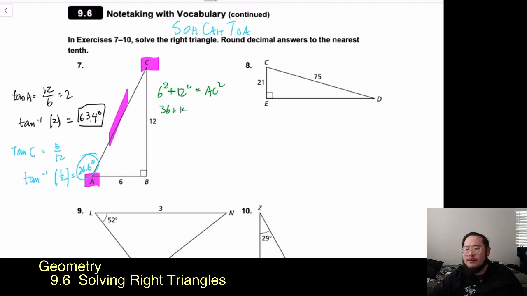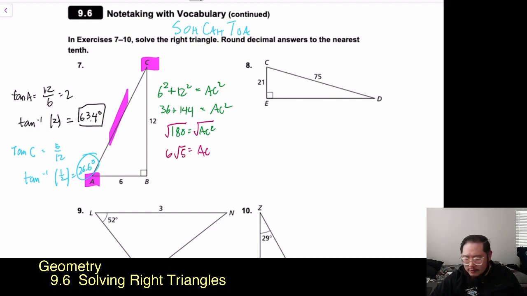And in order for me to get AC by itself, we're going to have to square root both sides. I guess before we do that, let me add things up. I've got 180 is equal to AC squared. So finally, let's square root both sides. And AC is equal to the square root of 180, which simplifies down to 6 rad 5 if they want an exact answer, which ends up equaling 13.4 as well, if you round that to the nearest tenth.